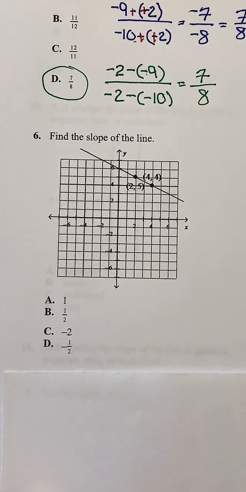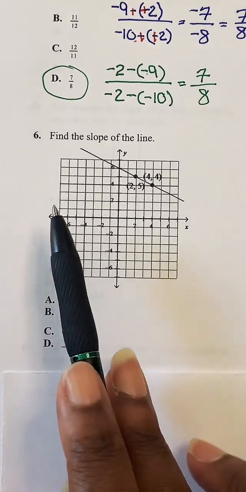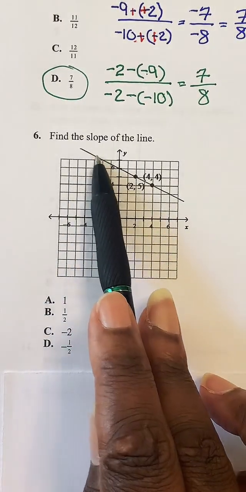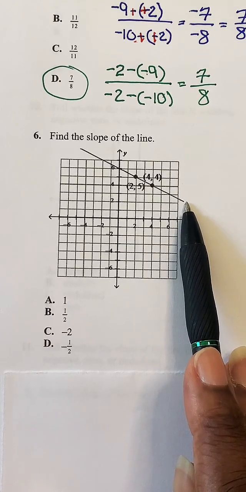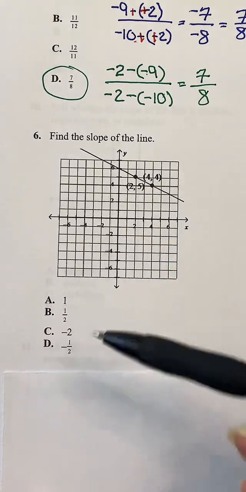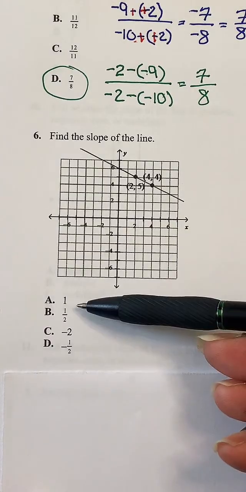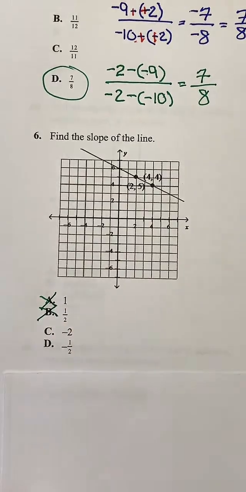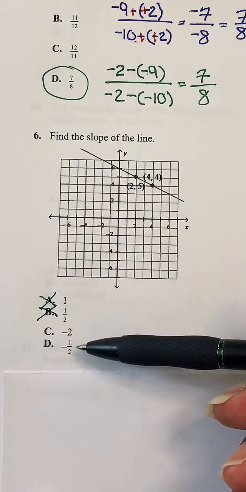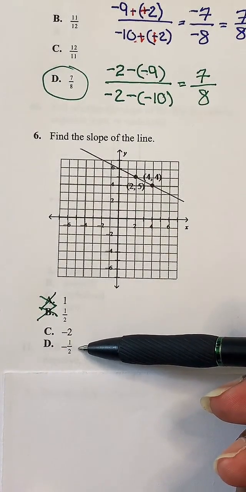All right, so when we take a look at it from left to right, this graph is going down. So that means my slope is actually going to be a negative slope. So anything that's giving me a positive slope, that will be my A and my B. We're eliminating those two choices. Okay, so now it's either a negative 2 or it's a negative 1/2.